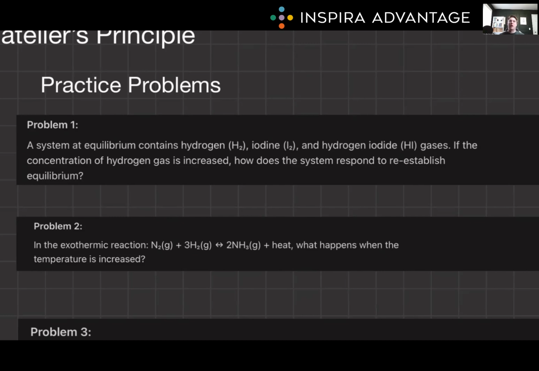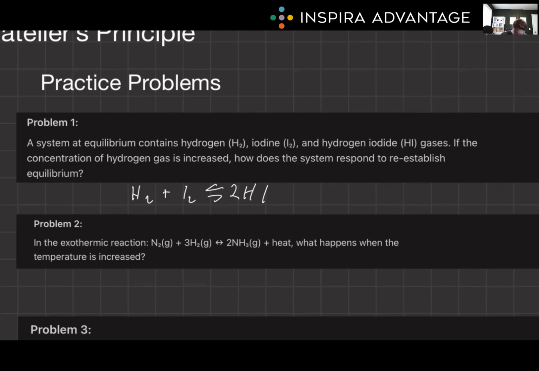Starting with problem 1. A system at equilibrium contains hydrogen, iodine, and hydrogen iodide gas. If the concentration of hydrogen gas is increased, how does the system respond to reestablish equilibrium? Well, let's draw out our reaction first. So we've got hydrogen, iodine, and this is turning into hydrogen iodide. Now this isn't balanced, so let's add a 2 to balance our reaction. Basically what we're saying is we're increasing the amount of hydrogen gas. Since we're increasing the reactants, this is going to push our reaction towards the right. So we are going to increase our amount of hydrogen iodide gas.